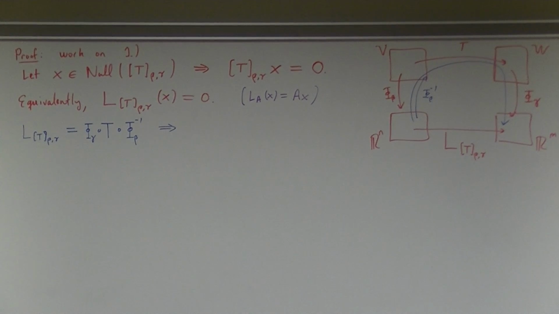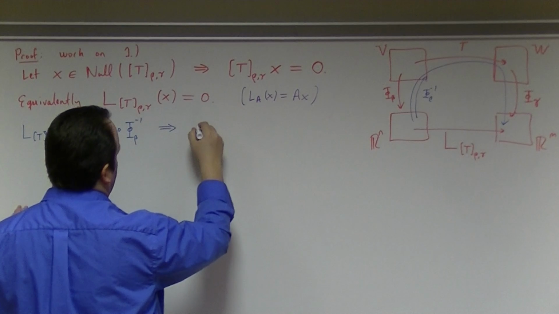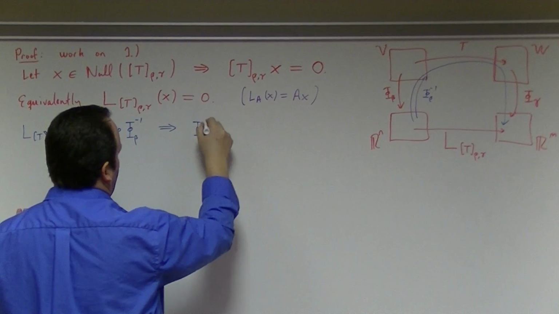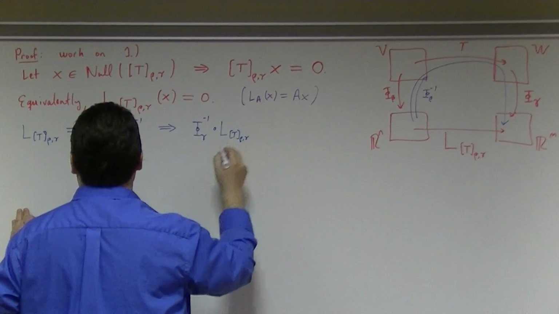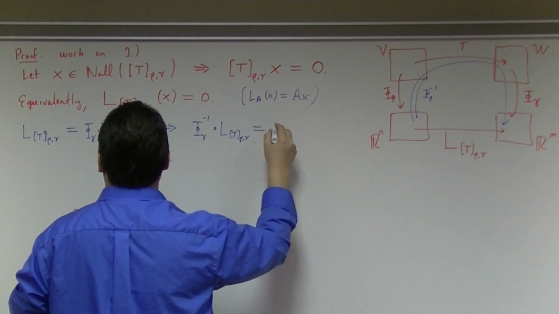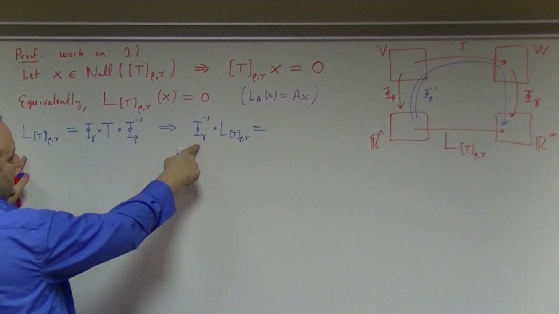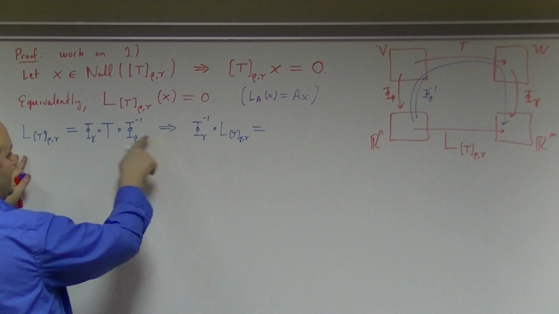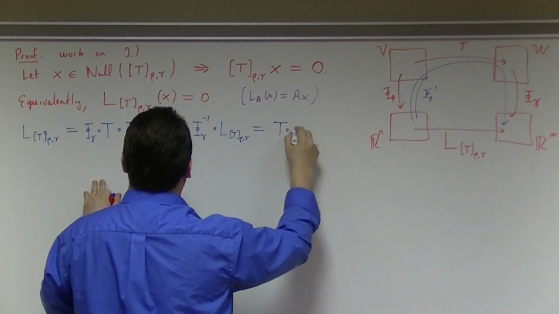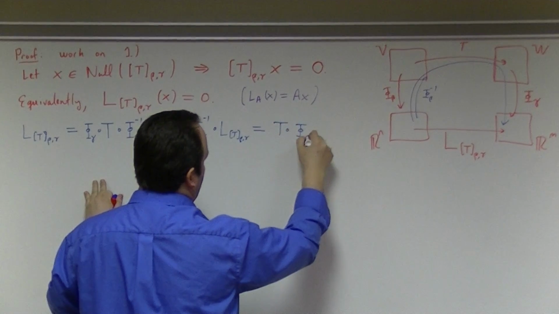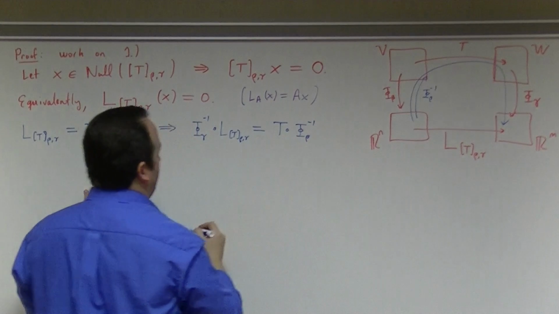I could, let's see, what could I do? I could operate on both sides by phi gamma inverse, see what that takes me. So phi gamma inverse composed with L of T beta gamma is equal to, if I compose both sides with phi gamma inverse, which I can do since it's invertible, these cancel, and it just leaves me T composed with phi beta inverse. Right.